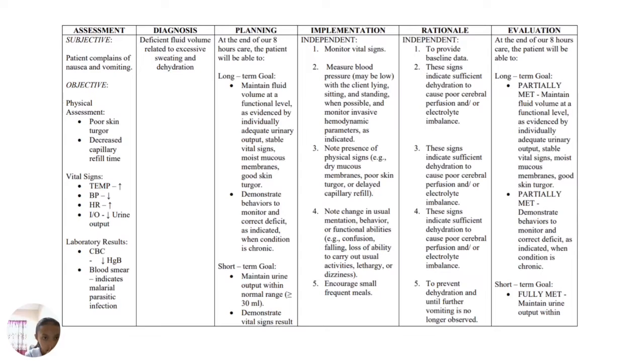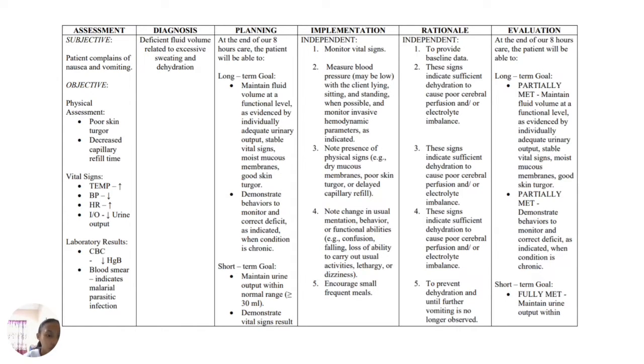So for our second diagnosis, we have deficient fluid volume related to excessive sweating and dehydration. So for the assessment, the subjective data is that the patient complains of nausea and vomiting. And then for the objective data in the physical assessment, usually the patient would manifest poor skin turgor and decreased capillary refill time. The vital signs for this one: the temperature would increase, the blood pressure would decrease, so hypotensive ang patient, the HR would increase, kaya mag-compensate, and the urine output decreased. Okay, deficient na iya ang fluid volume, so low.